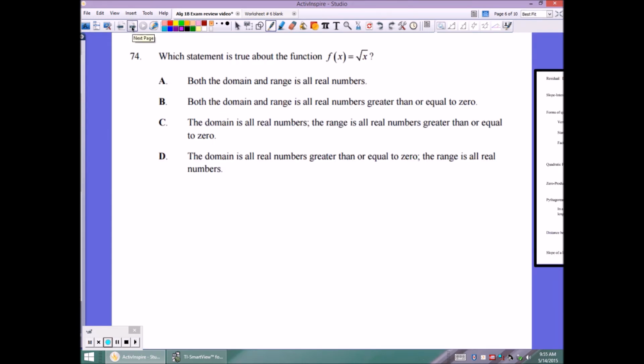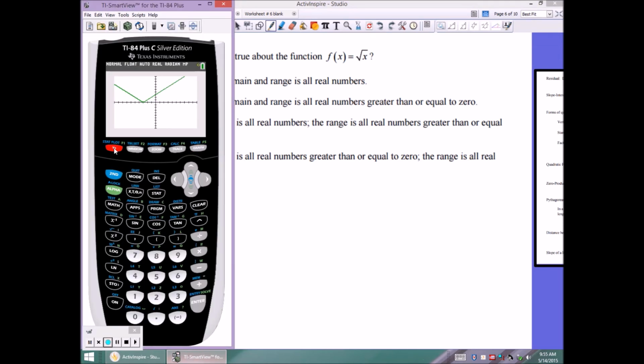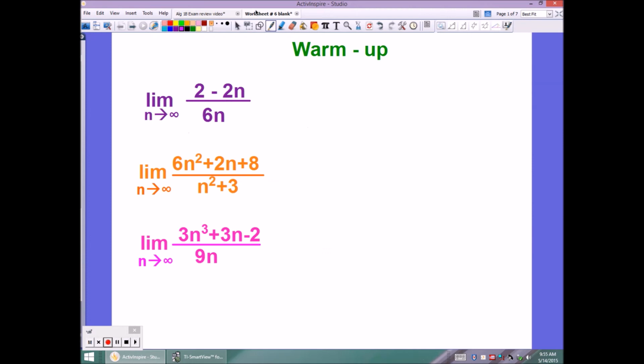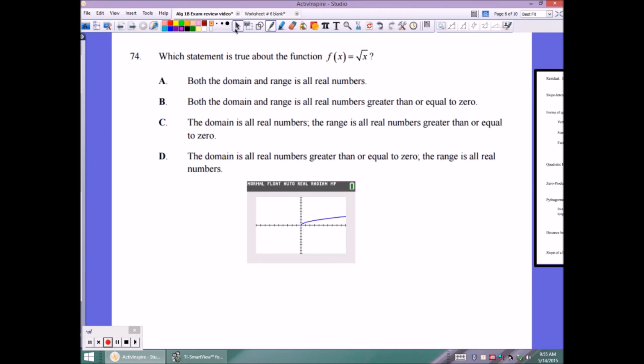All right, this is asking which statement is true about this function. So I went over here and I graphed it. If I go and turn on my graph, then we can look at it. Let me go turn off the absolute value graph and graph it. All right, this is our absolute value function. You know what? I think that I can take this and drag it. Woohoo! All right. Oops. That's my lesson for today.